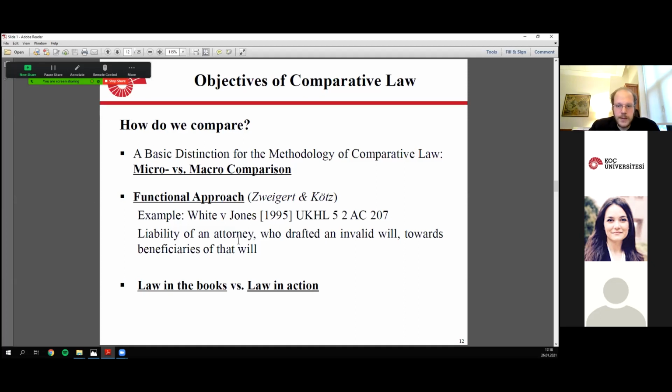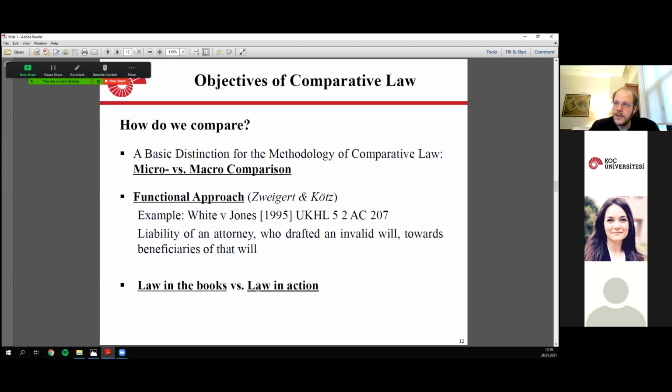Another important thing that you have to notice is the difference between the law in the books and law in action. What do we mean by that? Well, simply looking at the black letter rules may not give you a real idea about the jurisdiction you are analyzing. You have to also look at how these rules are applied in action. You have to look at case law. You have to look at other studies that explain how these rules are applied, etc. So simply comparing different codes does not really make a good exercise of comparative law.